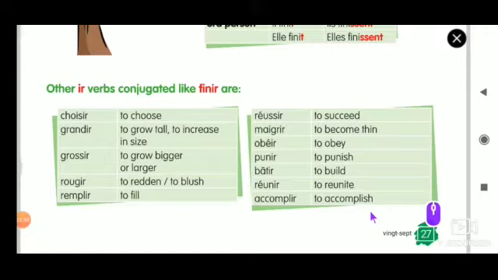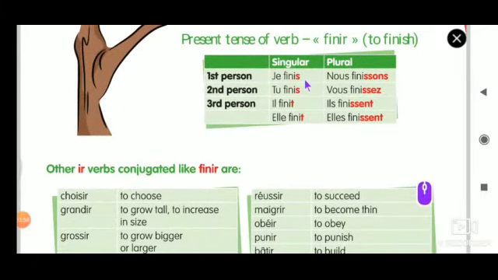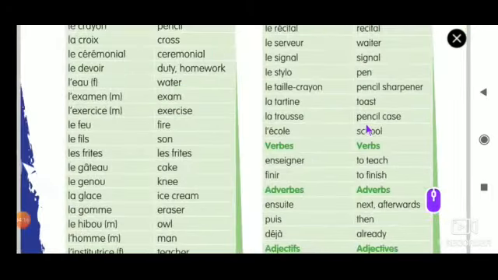So now we are going to the exercise. The main thing is just to remember the endings. So please remember the ending. Finir: take out the R and you have to add S, S, T, SSONS, SSEZ, SSENT. So this is what you have to add. Hope you are comfortable now with this. Now let's get into the exercise.